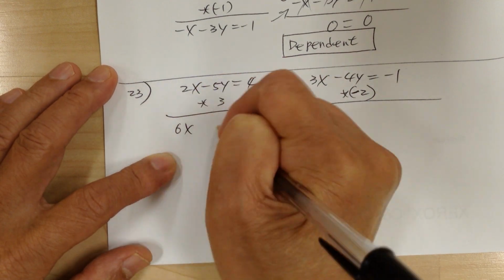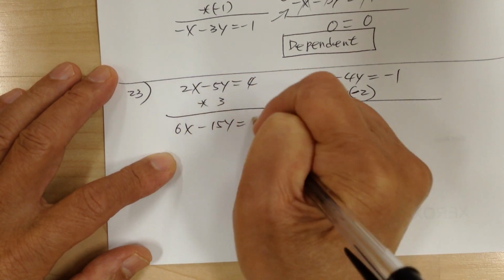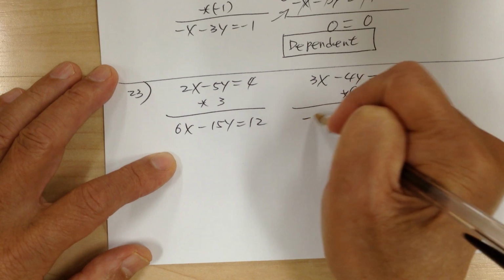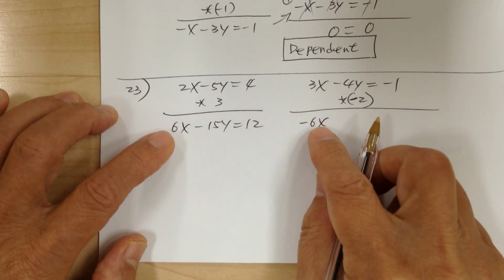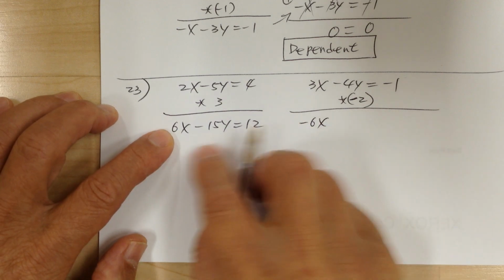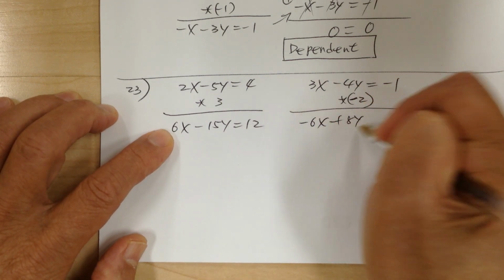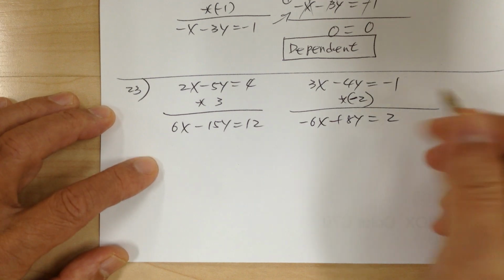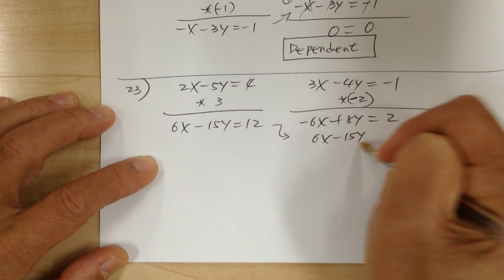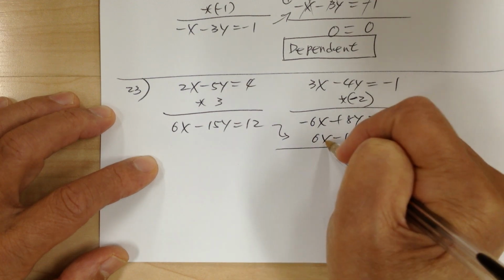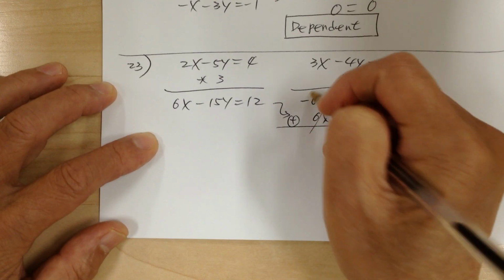So I get 6x minus 15y equal to 12. And this one we have negative 6x, see, they're opposite. That's the key to this whole thing. Again, you make one of the variables opposite so that they will cancel out. Okay, and put this under here. So I got 6x minus 15y equal to 12. So I'm going to add. So this will cancel out.